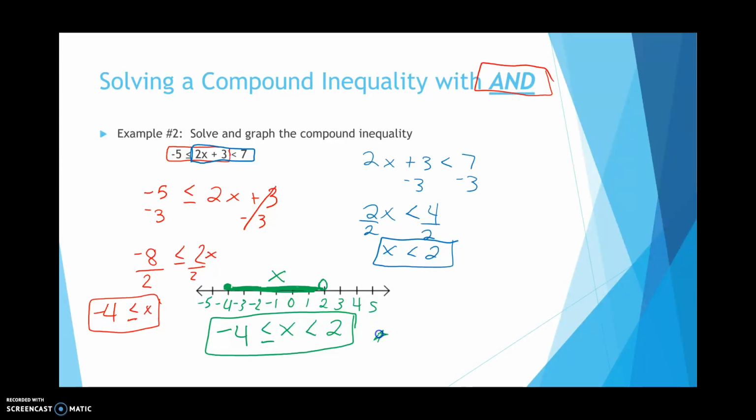And this is my final answer with the graph that represents my situation. So I solved, I've showed my work, and I've graphed it. This is an and situation.